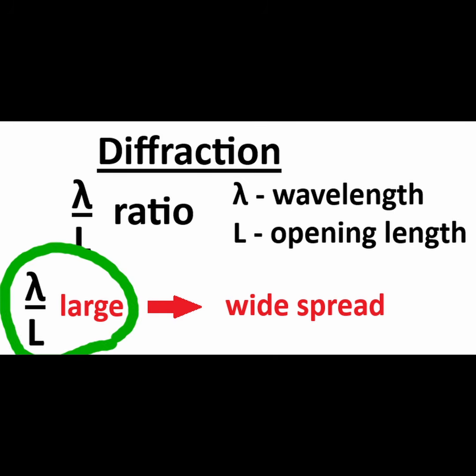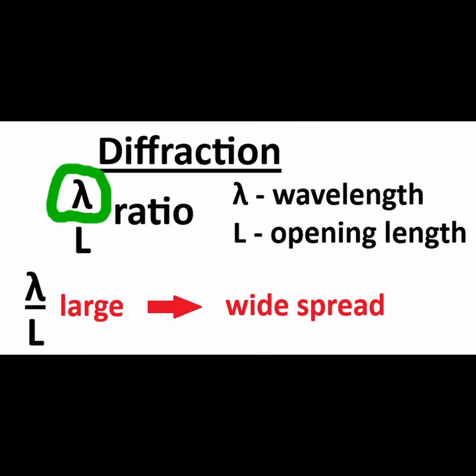If the ratio is large, meaning that the wavelength is large relative to the size of the opening, then the slit is considered relatively narrow for the wave. This means the wave will spread out very widely beyond the aperture.